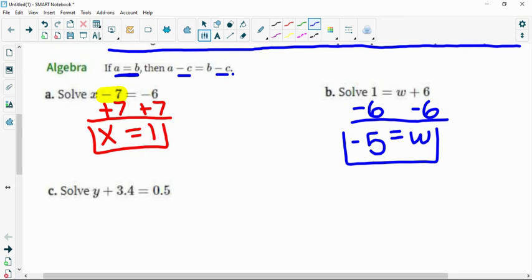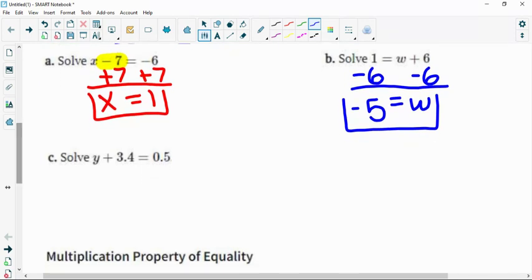Letter C. Solve y plus 3.4 equals 0.5. We still want to undo whatever is happening to y. It says y plus 3.4, so the opposite would be to subtract 3.4 on both sides of this equation.